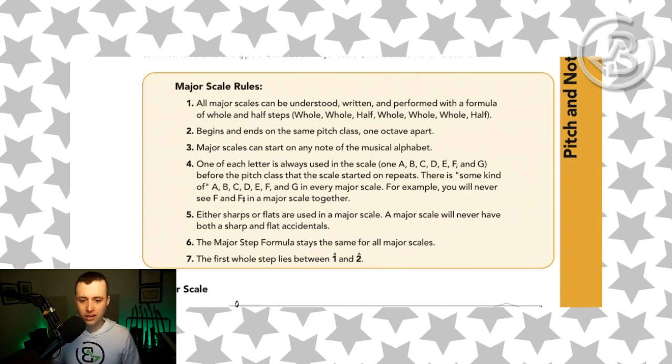So all major scales can be understood, written, and performed with a formula of whole and half steps. So we're going to take some whole steps, we're going to take some half steps. The chromatic scale, we just had half steps. For our major scale, we're going to have a mix of whole steps and half steps.